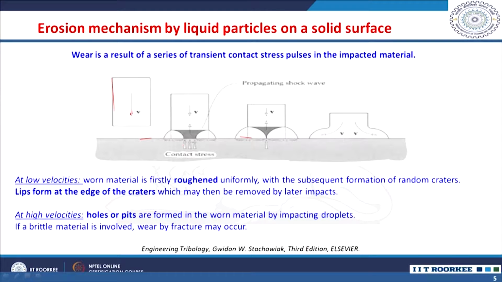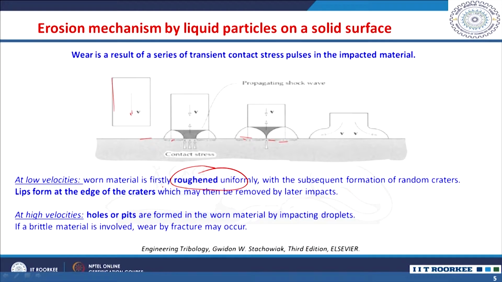certain shock waves happen at the contact, and these are relieved by forming a crack, and then material is removed. So, this is one example where water coming onto the surface leads to fracture of the surface. Wear is a result of a series of such transient contact stress pulses in the impacted material. With respect to velocities, at lower velocities, the material is first roughened uniformly, followed by the formation of craters. These craters lead to the material removal.